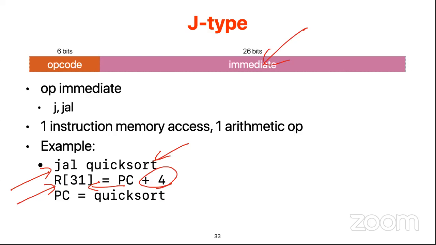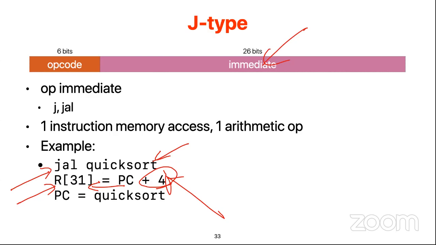So if you don't add 4, what would happen is that you will keep going back to the jump and link instruction, and you will jump and link again, and you will never be able to move forward. So you have to do PC plus 4. And the reason why we have to add 4 is because in MIPS instruction set architecture, as we said, every instruction is 32 bits wide, so they are exactly 4 bytes.